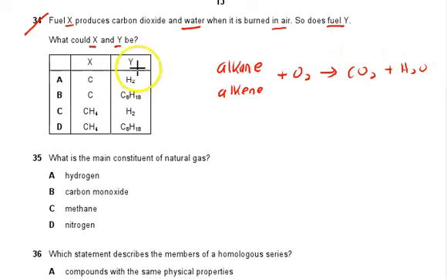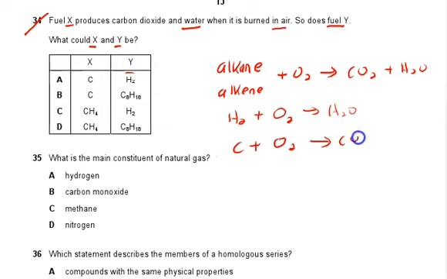So in this case, when hydrogen is reacting with oxygen, you will produce only water. And carbon, when it reacts with oxygen, you will produce carbon dioxide. So there is no carbon and there is no hydrogen here, because they need to produce carbon dioxide and water. So the best answer here will be D.